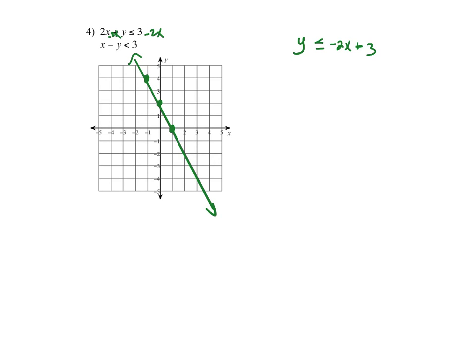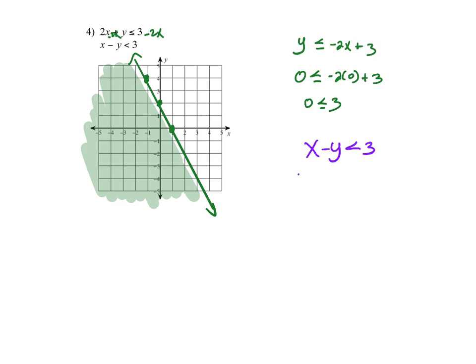Okay. Test point 0, 0, so 0 less than -2 plus 3, 0 less than or equal to 3. And that's true, so that means that I'm shading down here. Now the second one, I'm going to solve it again for y. x minus y less than 3, so minus x on both sides. So -y less than -x plus 3. And I'm going to divide by -1.